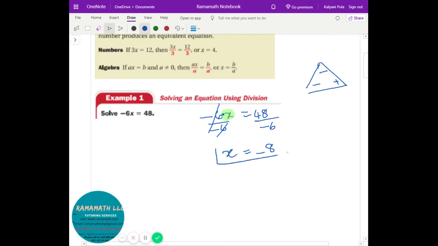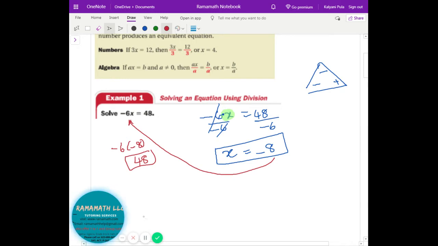So x equals negative 8. You can always check the answer by replacing the variable with the answer you got. So negative 6 times negative 8 is positive 48, because negative times negative is positive. So you get the right answer. It's always suggested that when you solve equations, you go back and check them, so that way you're confident in your answers.